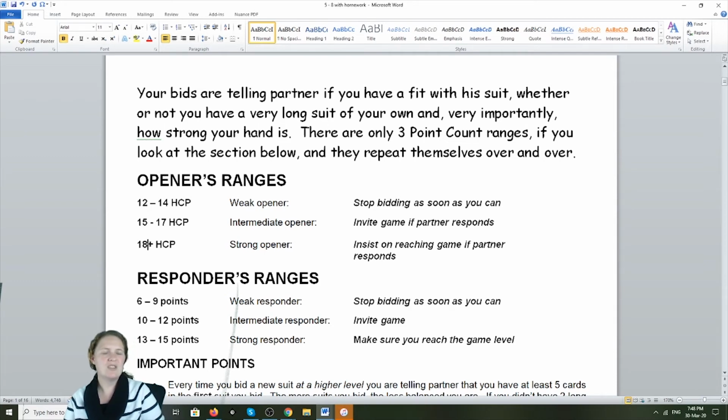If you forget that and you go with 16 to 18 and 12 to 15, it's not going to be the end of the world. A lot of the time it does all work out the same anyway. But what I would be doing is going to bed every night for the next week saying 12 to 14, 15 to 17, 18 plus, 6 to 9, 10 to 12, 13 to 15. And also clarifying who they are. Opener, 18 plus is really strong, whereas responder, it's only 13 plus.